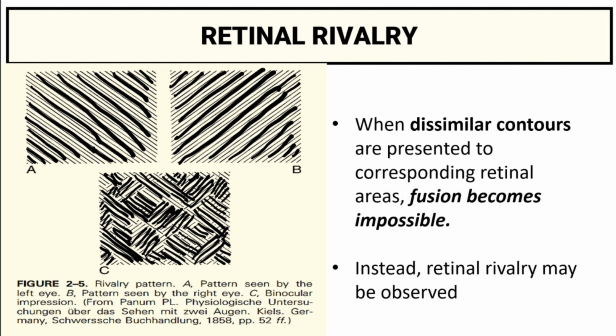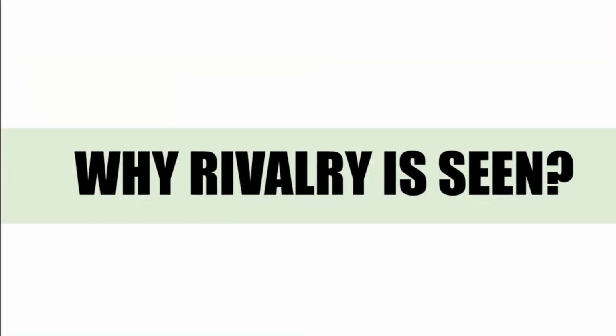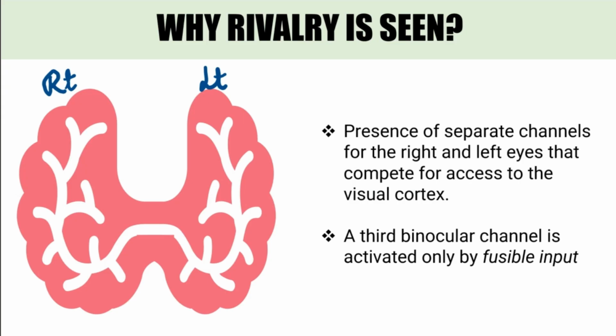Instead of fusing the images into one single image, the brain is going to interpret it as a mosaic of the two images. Now the question is, why is this retinal rivalry seen? The retinal rivalry phenomenon has been explained in neurophysiological terms by the presence of two separate channels. That means we have a right channel that carries the information from the right eye, and a left channel which carries the information from the left eye, and these two channels are competing for access to the visual cortex.